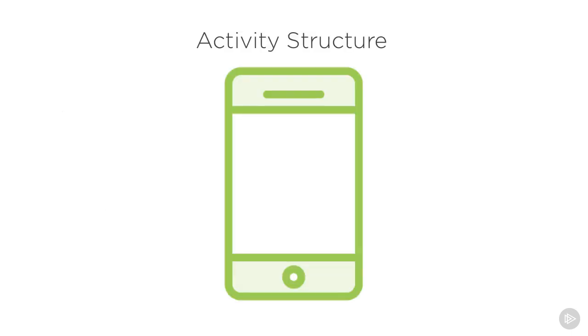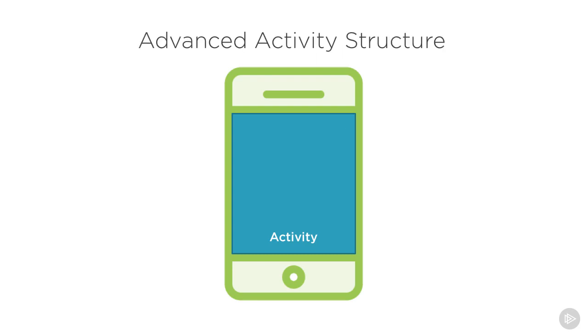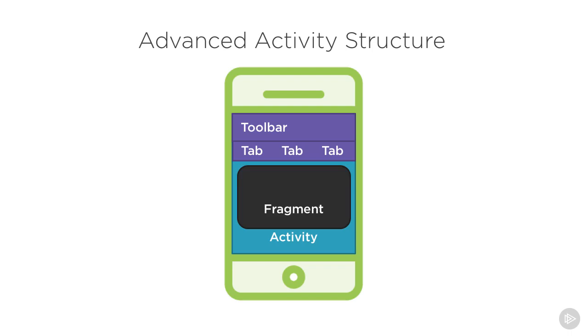We can break down a very basic activity structure in Android as the starting point for the window of our application. This activity is then filled with views that complete the user interface we see on our device. These views enable the user to interact with our application. In a more advanced situation, we can use some more complex controls such as toolbars and tabs. These views still lie within the activity and can be paired with a combination of views, fragments, and views within those fragments.